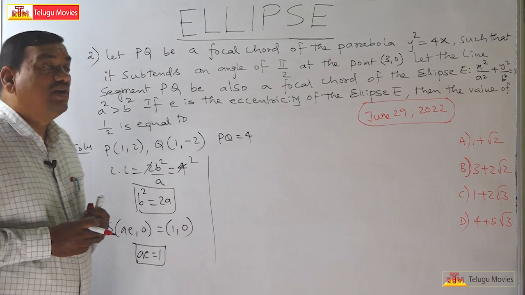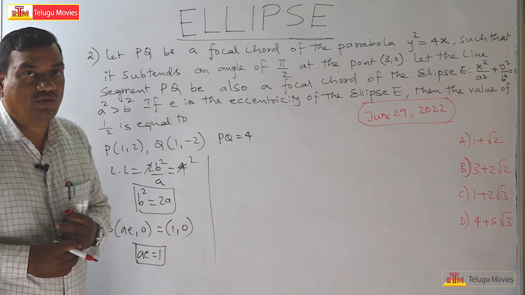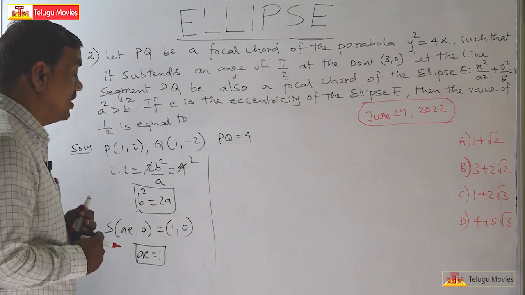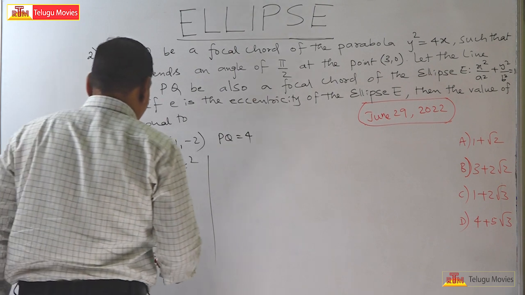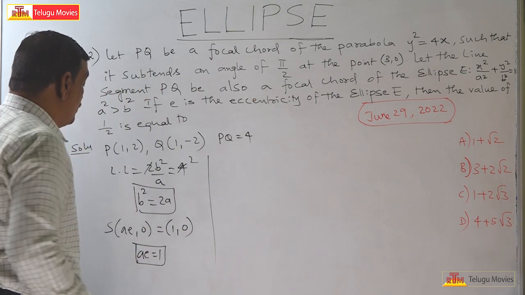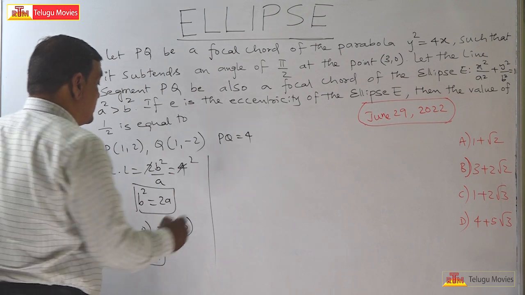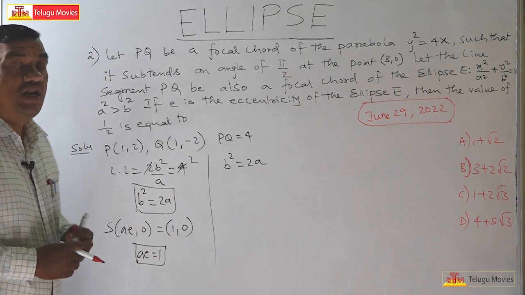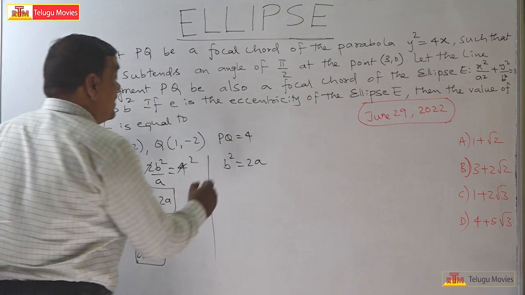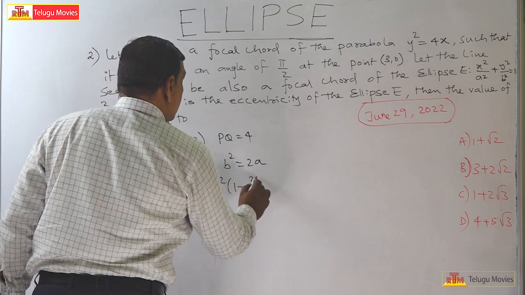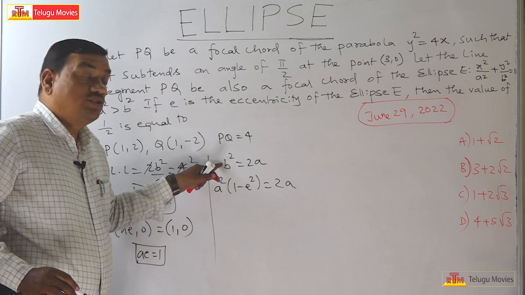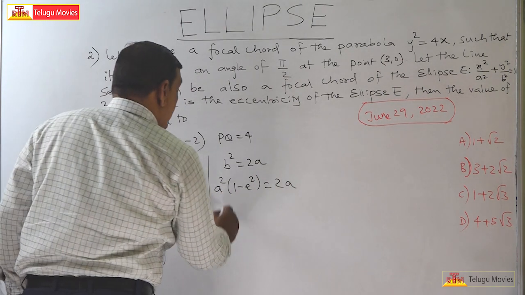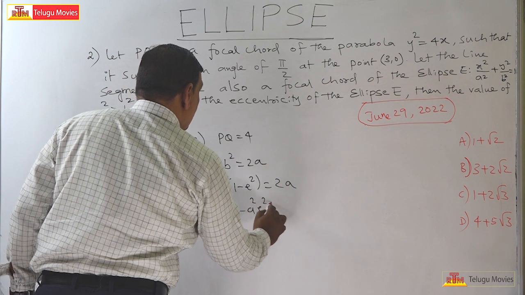On the whole, our aim is to find out the a square value and b square value. So, ae is equal to 1, and again we got b square is equal to 2a. We know the value of b square in an ellipse: b square is equal to a square into 1 minus e square, which is equal to 2a. So, let us multiply inside. What happens? a square minus a square e square is equal to 2a.